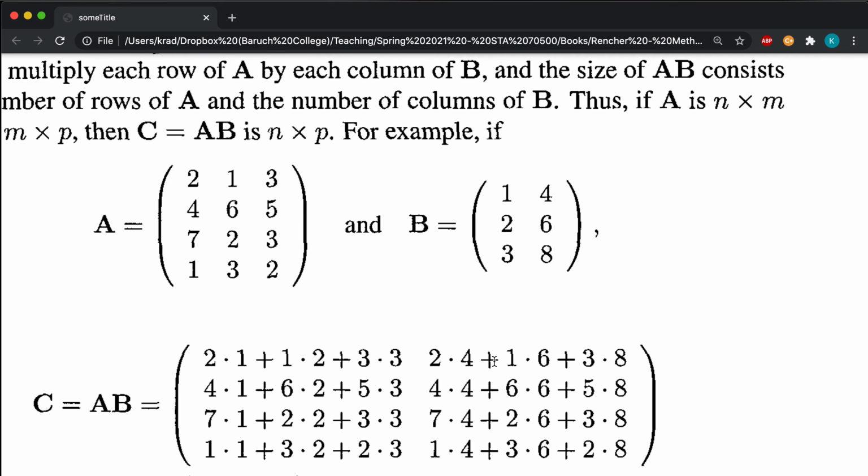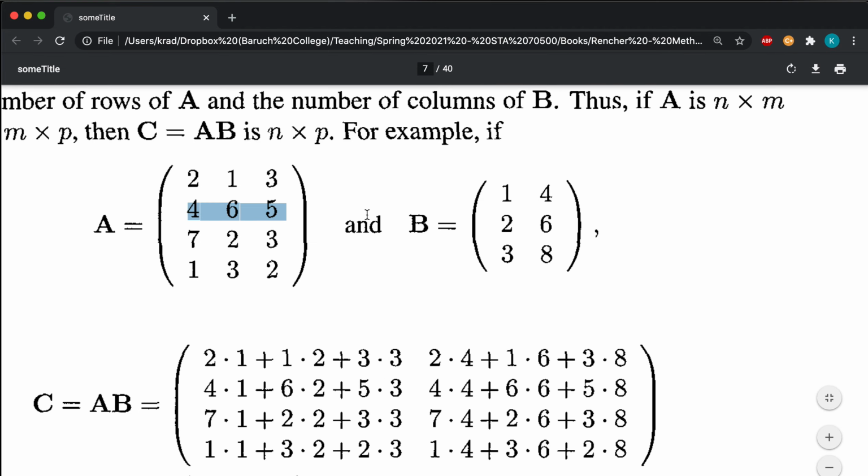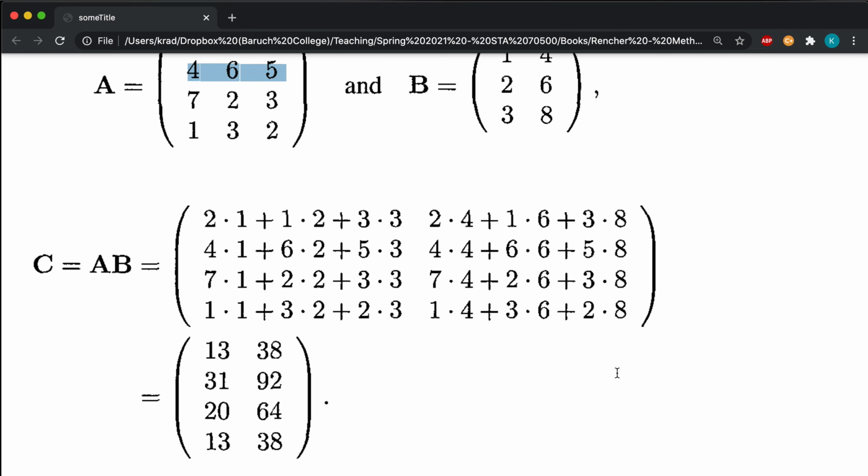Now, if we want to find the entries of the second row of C, we go to the second row of A and take inner products with the first column of B and the second column of B. So we have 4, 1, 6, 2, 5, 3, multiply and sum. Then you have 4, 4, 6, 6, 5, 8, multiply. And then you do this, and you end up with this matrix.